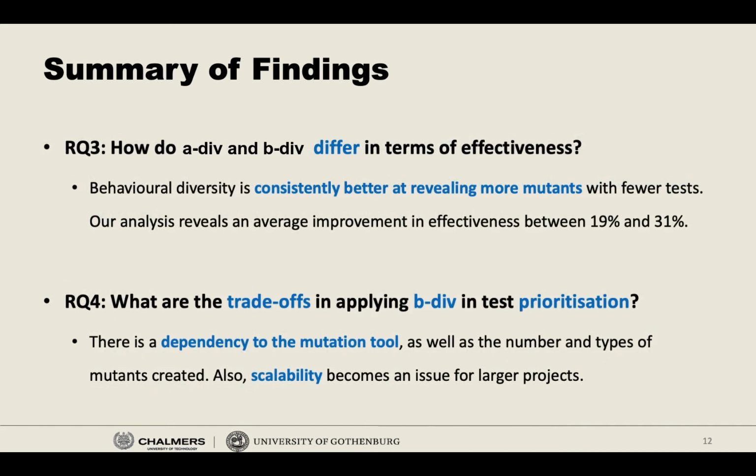In terms of our evaluation, we noticed that a-div and b-div indeed differ in terms of effectiveness. Behavior diversity is consistently better at revealing more mutants with fewer tests. Our analysis reveals an average improvement in effectiveness between 19 and 31%. In terms of trade-off, b-div is more effective. On the other hand, there is a dependency to the mutation tool, as well as the number and types of mutants created. Also, scalability becomes an issue for larger projects.